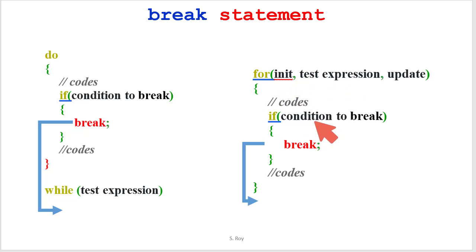Now when this condition provides logic 1 or true, the execution enters this if block and the break statement will be executed. When the break statement is executed, the execution comes out of the loop. This is the end of the loop, so execution will come out at this position of the program.